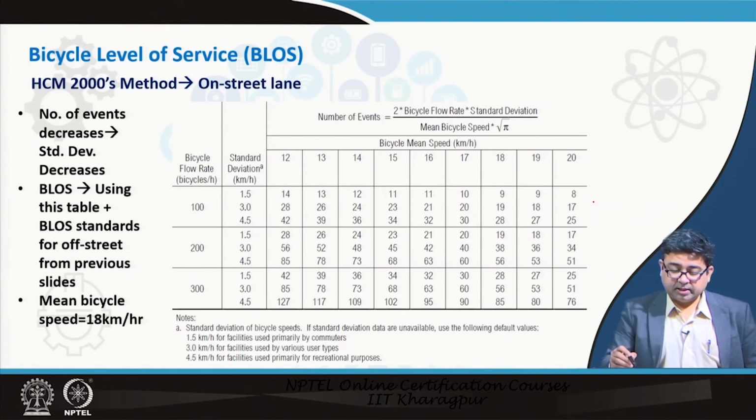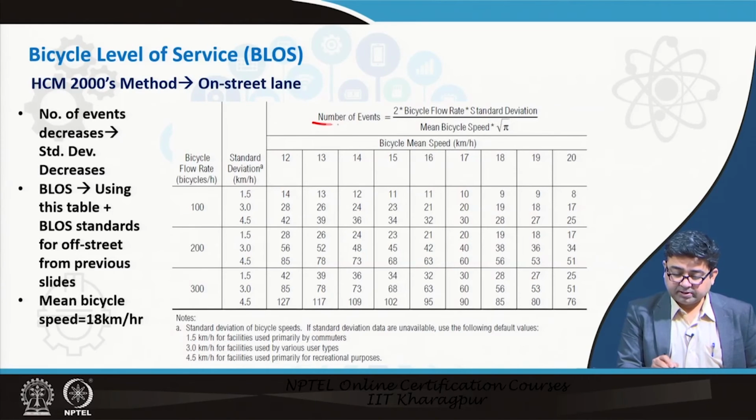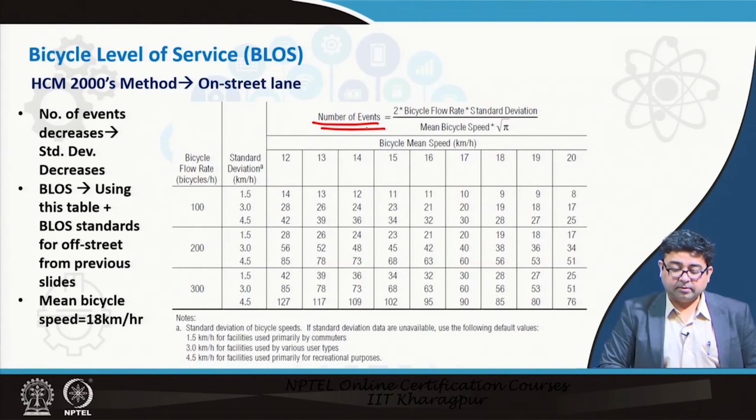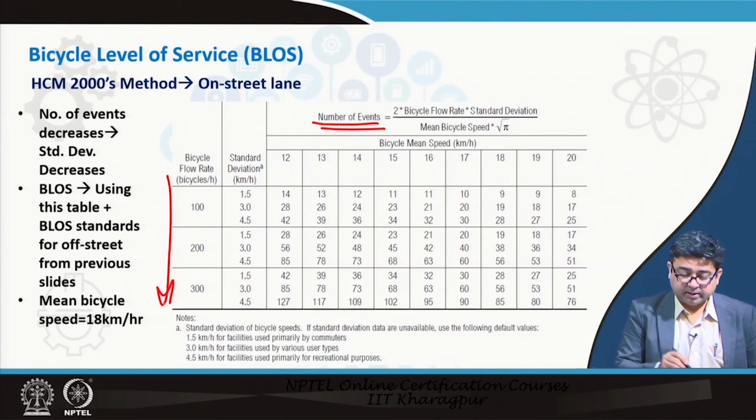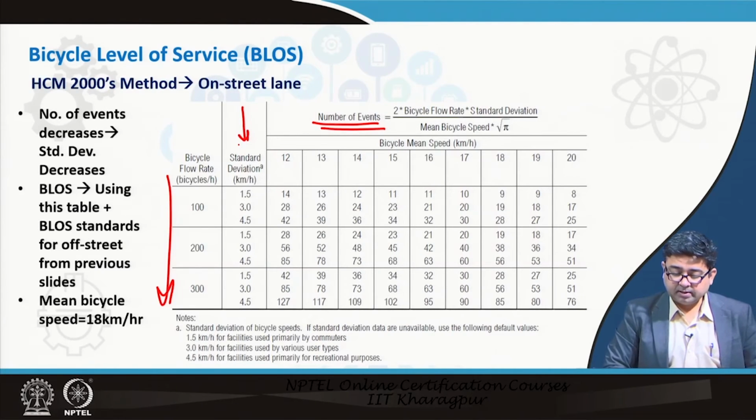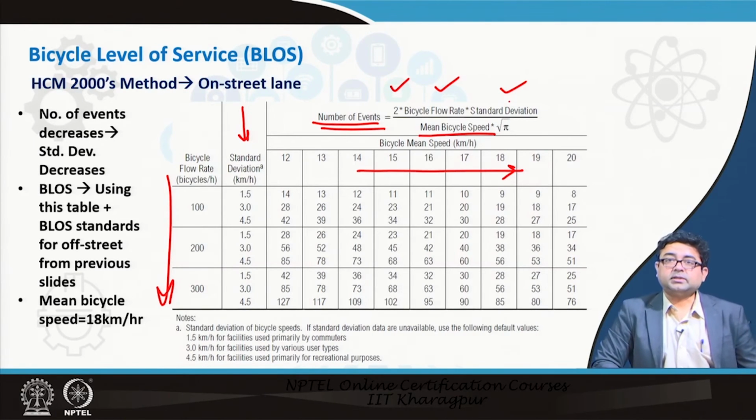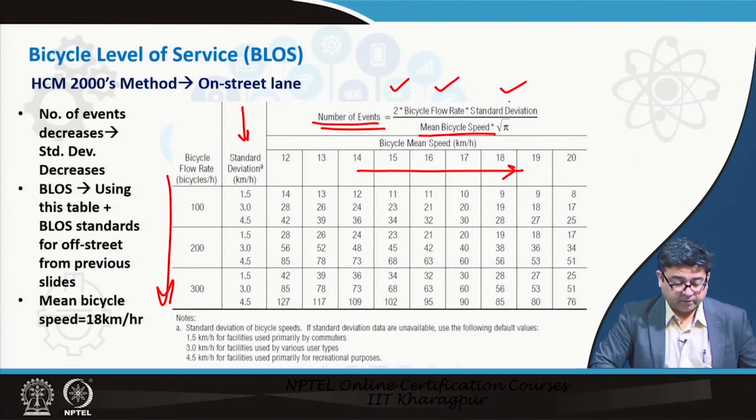So, here you can see again the number of events is the measure of effectiveness, with the bicycle flow rate given here, the standard deviations given here, and the mean speeds given here. The number of events in this case is given by 2 times the bicycle flow rate times the standard deviation divided by the mean bicycle speed times pi. That is the formula to determine the number of events.